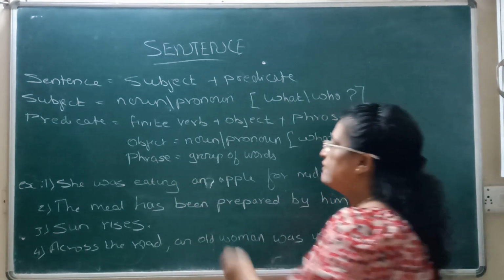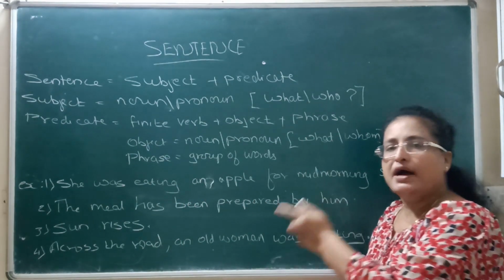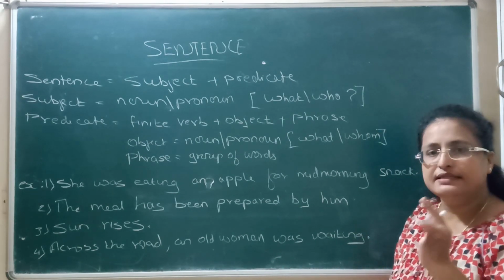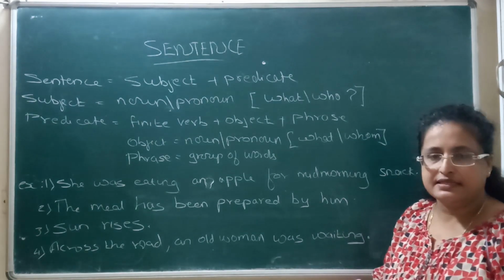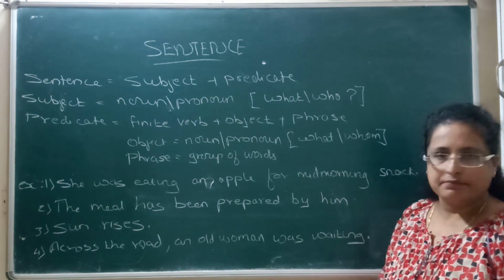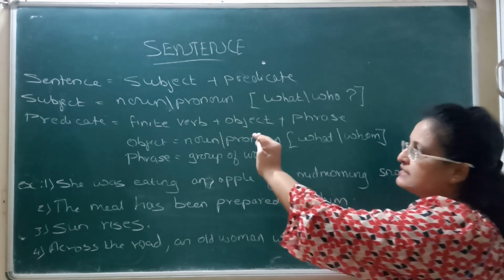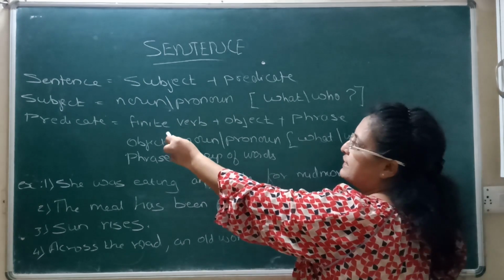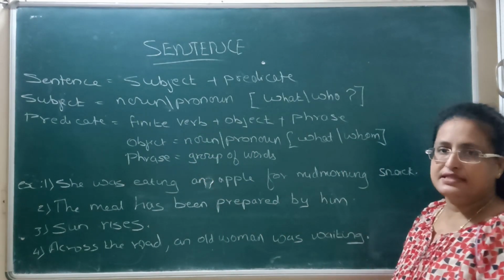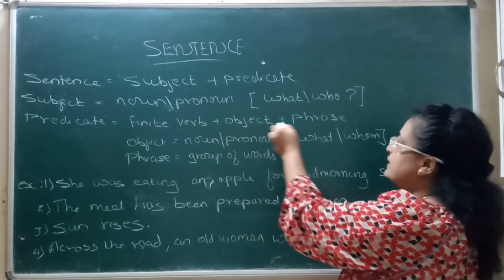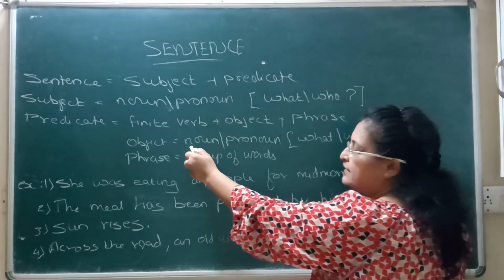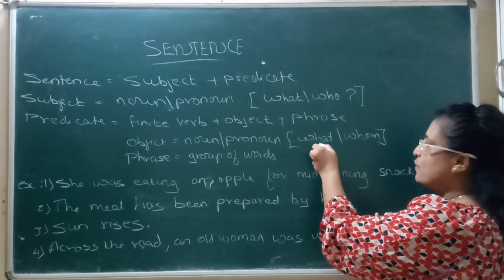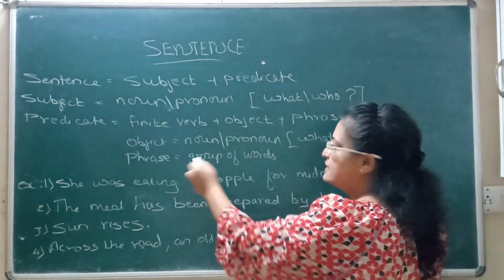Then there is a phrase. Phrase is a group of words which becomes a part of a sentence but doesn't have its own finite verb. It just gives a complete meaning to the sentence, but on its own it doesn't give a complete meaning. So a sentence consists of subject and predicate, subject being a noun or a pronoun. Predicate always begins with a finite verb, may have an object, may have a phrase. If asked to identify the object, it is again a noun or a pronoun, and you ask the question what or whom. And phrase is a group of words.